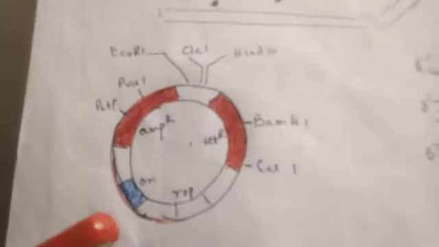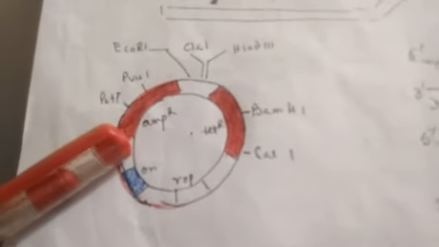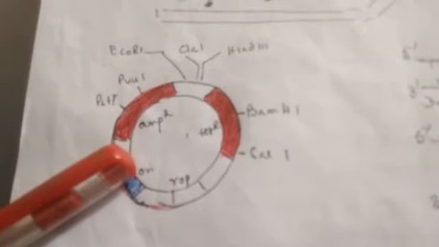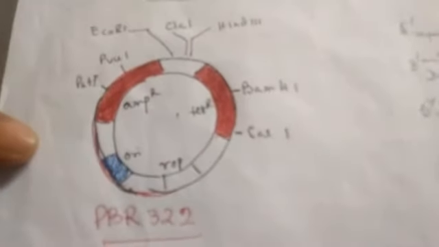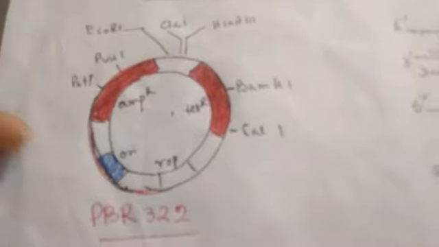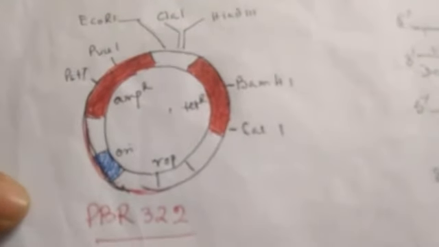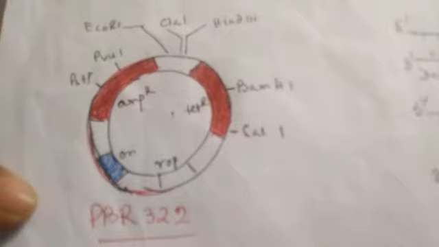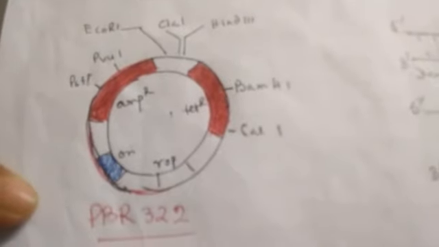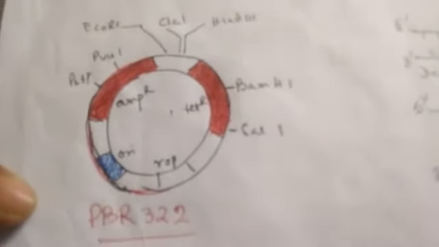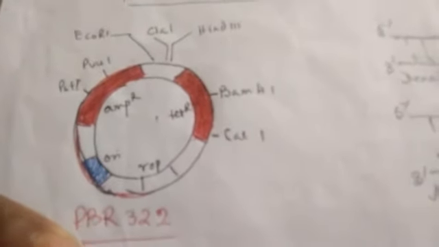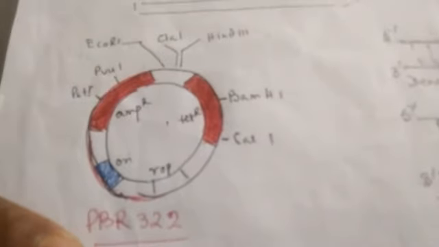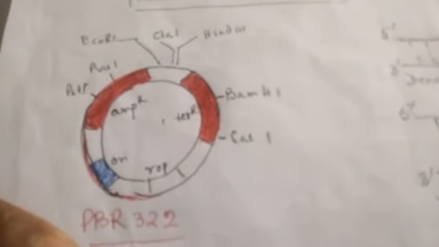Now we are going to discuss a particular vector, that is the plasmid pBR322. So this is the plasmid pBR322. You can see it is a plasmid which has been derived from E. coli and has been modified by human beings. Now we will check whether it is a very good cloning vector or not.